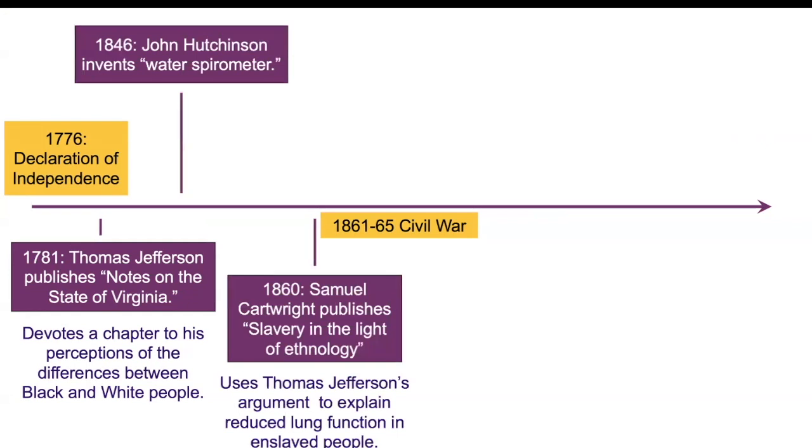Following this, Samuel Cartwright, a Virginian physician and enslaver of Black people, built his own spirometer and used it to quantify the difference in lung function between Black enslaved people and free white people. He referenced Jefferson's argument that Black people consume less oxygen to explain the 20% difference in lung function he calculated between Black enslaved people and similarly sized white people.